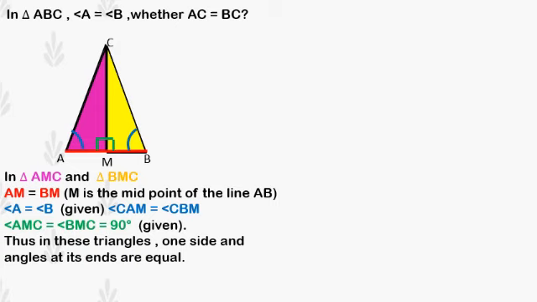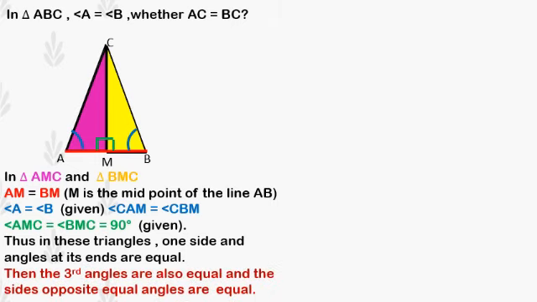What is that? If one side of a triangle and the angles at its ends are equal to one side of another triangle and the angles at its ends, then the third angles are also equal and the sides opposite equal angles are equal. Let us write the third angle first. That is angle ACM equal to angle BCM. Then let us see equal sides opposite to equal angles.